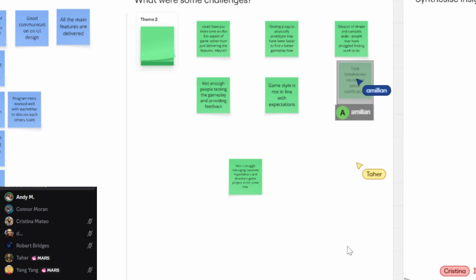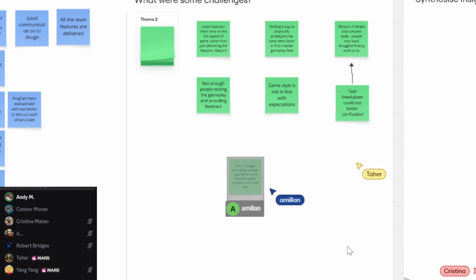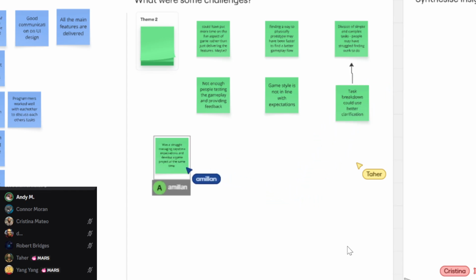Same thing. Task breakdown could use better clarification. I would say the same thing. Yes, agreed. This is the one I put: a struggle managing capstone expectations and developing a game project at the same time. I think for all of us it was a big time constraint, but I think it was a good lesson at the same time. All right. Any other statements or questions about what were some challenges or the cons?